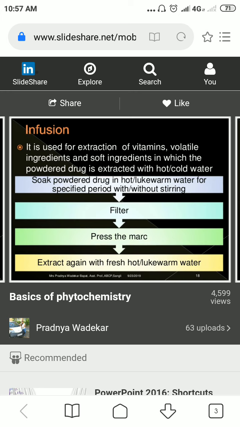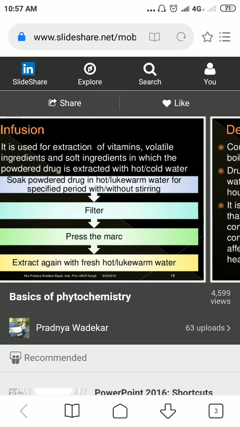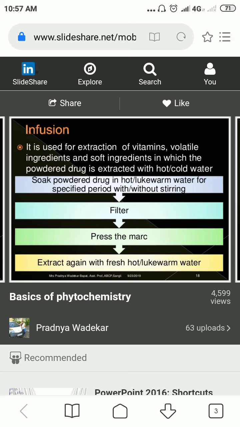So these are the steps described in the chart: soak powder drug in hot or unwarmed water for a specified period of time with or without stirring. Then filter, press the marc and extract again with fresh water. So water extract, infusion मतलब water extract, either you are using hot water or cold water.